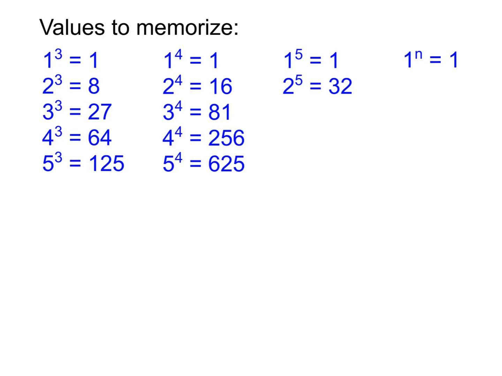And then as you take a look at these, the one kind of odd duck of the bunch is this 1 to the power of n over here. Why is it to the power of n? Because it's just saying that 1 to the power of anything is going to be 1. So it doesn't matter what the exponent is. If the base is 1, you know the answer is going to be 1. All right. Be working on memorizing these. They're going to be coming up often.